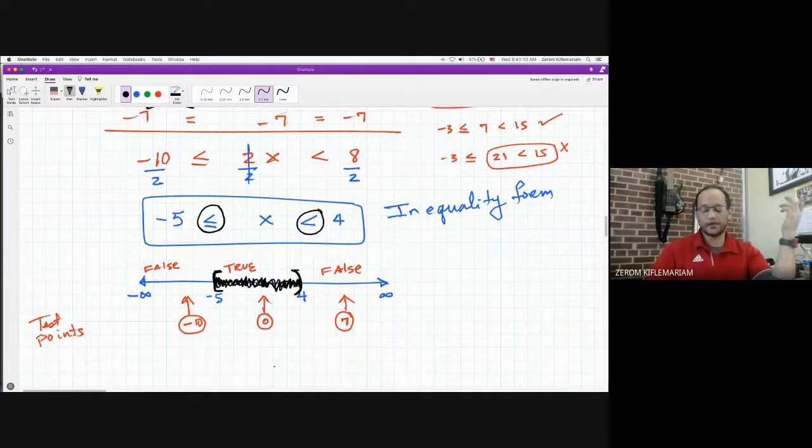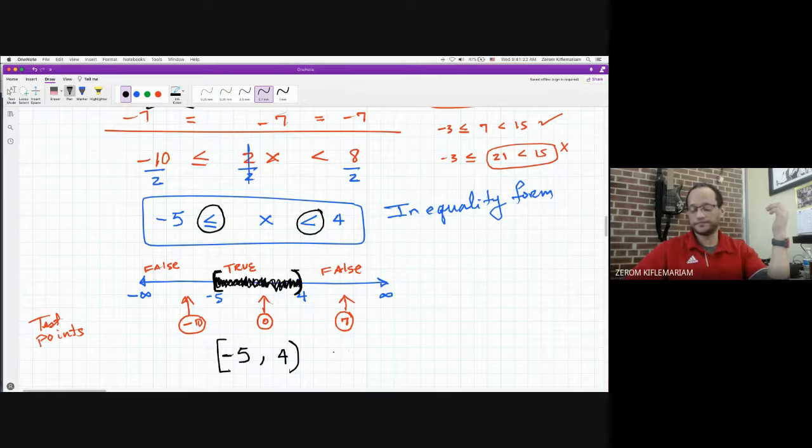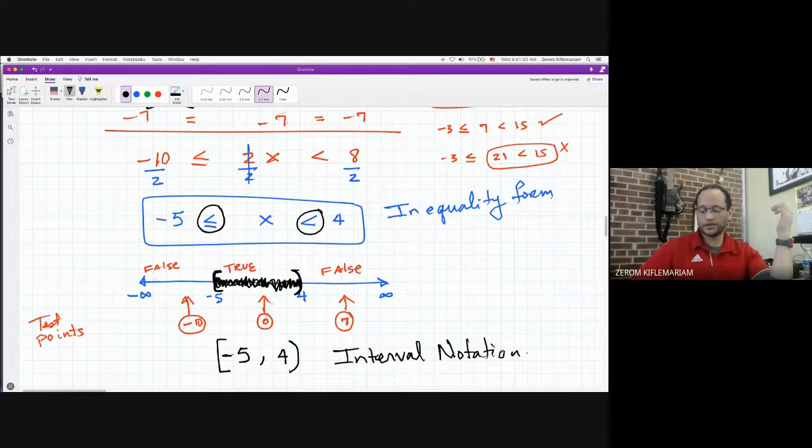In interval notation, my answer is the shaded area starts from negative 5 and goes all the way to positive 4. Positive 4 is a parentheses. This side is going to be a bracket. So this is going to be interval notation.